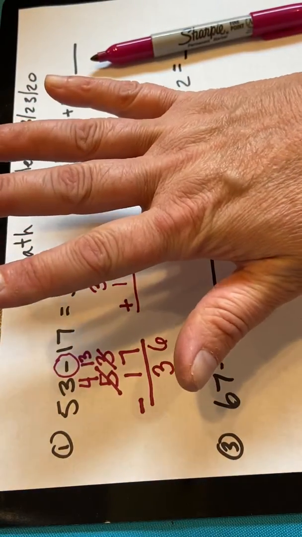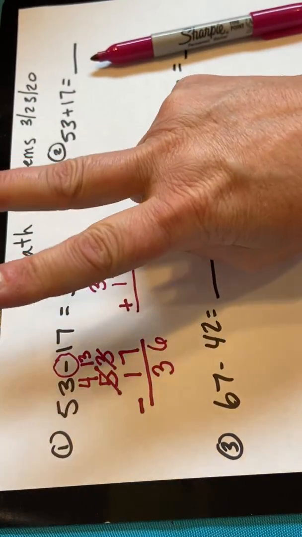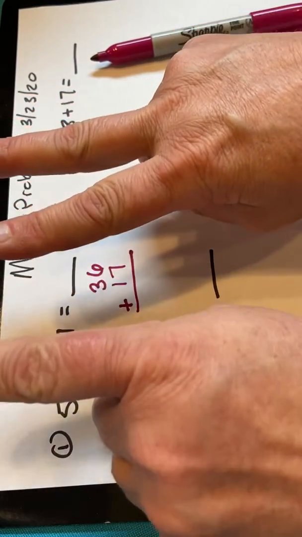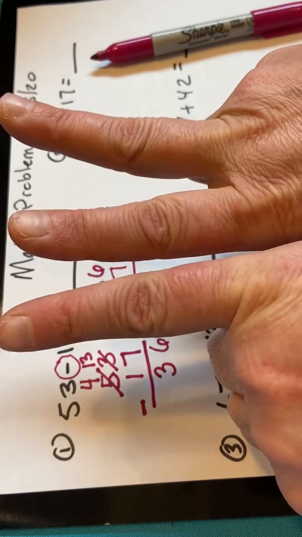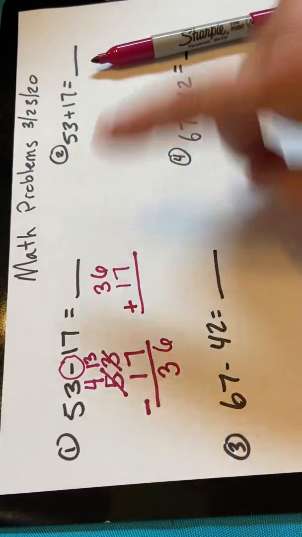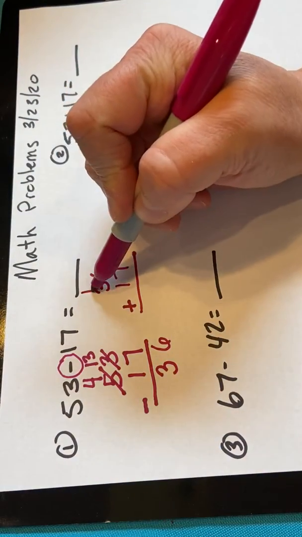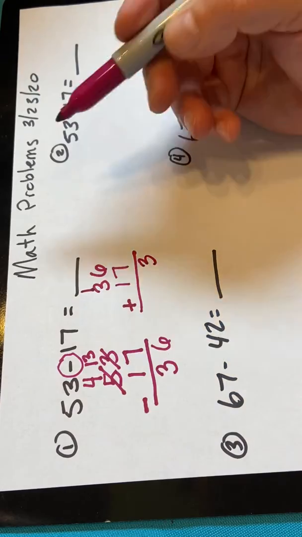5 and 2 is 7. 5 and 1 is 6. We put our tens together. We got 10 and 3, and that is 13. 10 and 3. Okay.